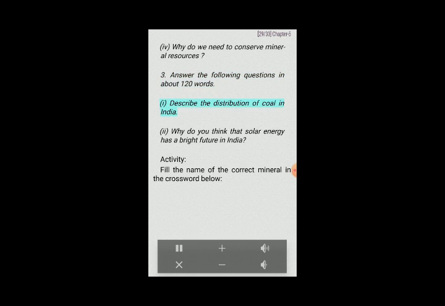3. Answer the following questions in about 120 words. I. Describe the distribution of coal in India. II. Why do you think that solar energy has a bright future in India?